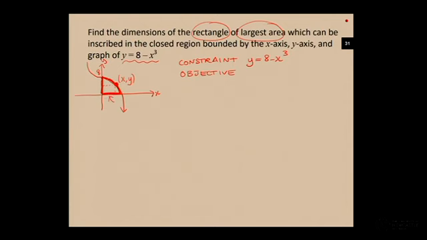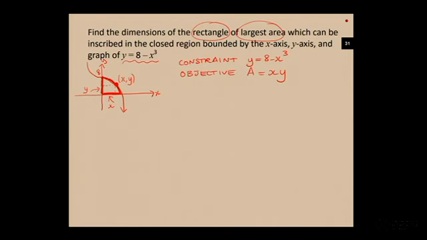So it's gone x across and it's gone y up. So the rectangle has gone x across and y up. So the objective is find the area of the rectangle, which is x times y. So we've got a constraint, we've got an objective.